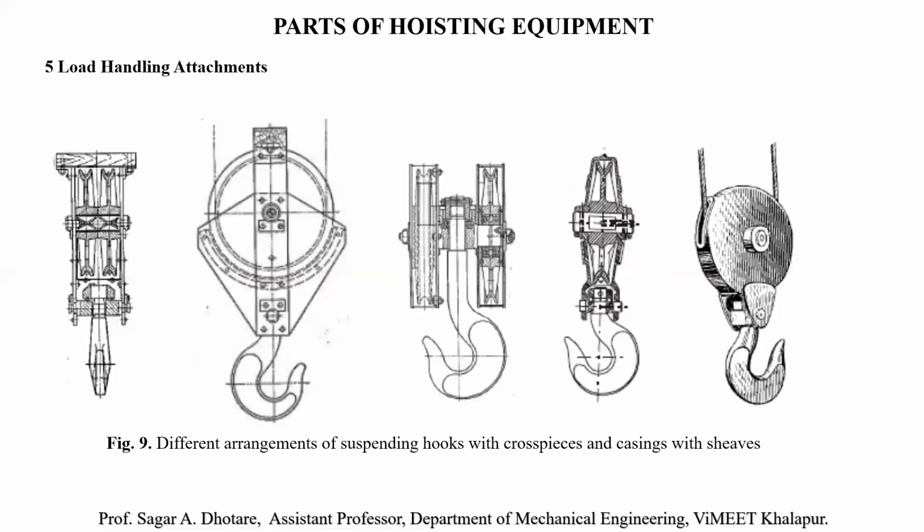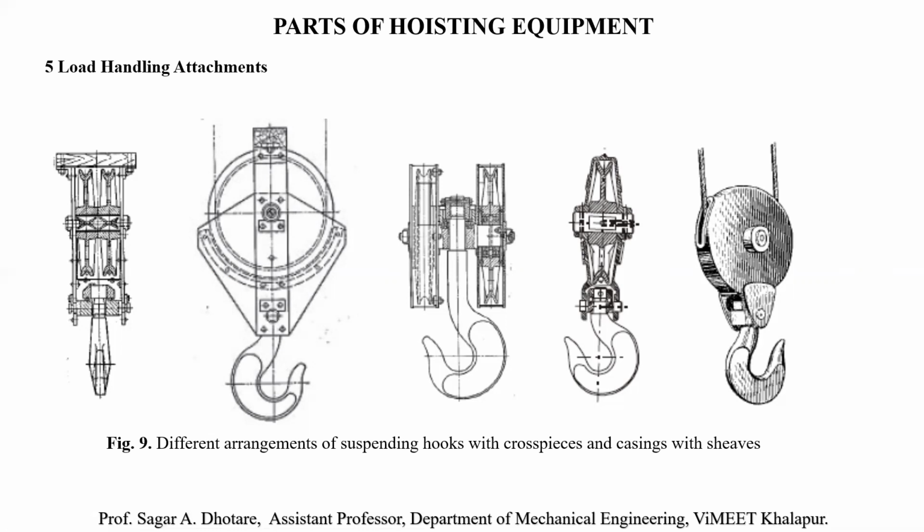Next one, the load handling attachments. Now this is a very important component. In this attachment we look at hooks, grabs of different types, grab buckets, ladles, electromagnets, etc. Generally we use a hook and snatch block assembly, which is shown everywhere. This assembly we have to design in our design section. So generally we just see the different types of attachments which are used. We are focusing only on the hook.